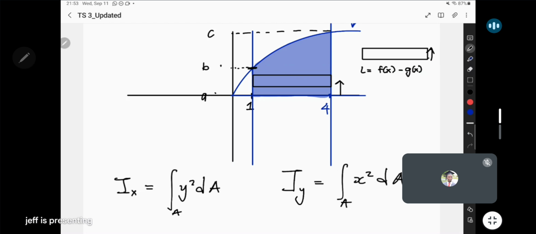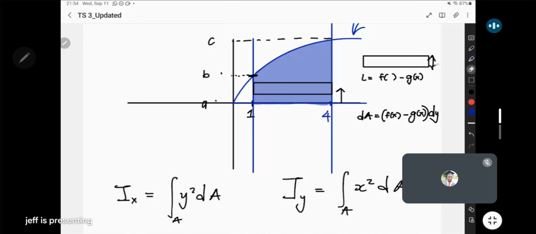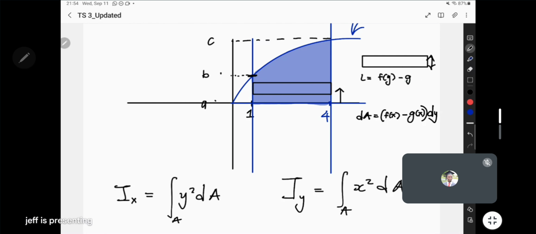The thickness will remain dy, so that the area, the dA there, will be f of x minus g of x multiplying dy. I'm writing f of x, but these must be functions of y since my thickness is in terms of y. So I don't want to present them as functions of x. We're going to present these as functions of y, since our thickness is a dy, not a dx.